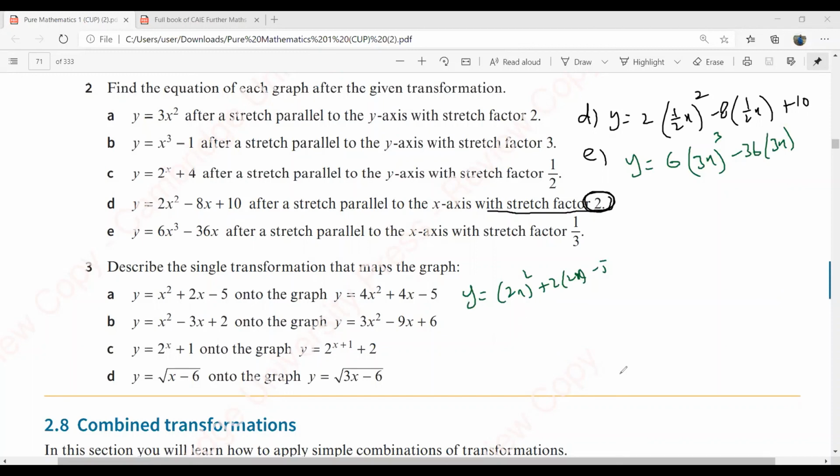Who is after Natasha? I think there is Safa. Safa, tell us about 3B. Sir, stretch parallel to y-axis with stretch factor 3. Exactly. Because the whole equation has been multiplied by 3, that is going to impact the y coordinates. Okay, so the y coordinates, we just go as it is.